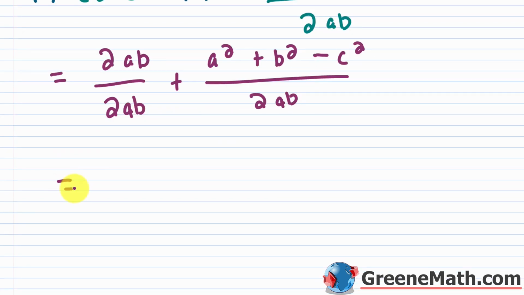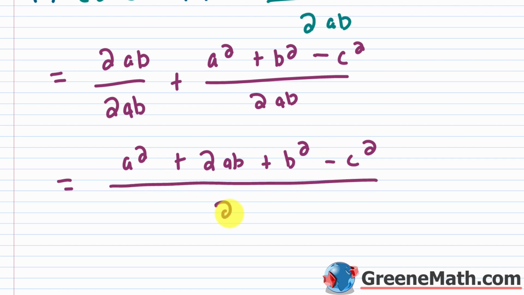Now we have a common denominator, so I can add the two numerators together. And I'm going to put this in a specific order, and that's just so I can factor. So what's going to happen is I'm going to take the a squared first, and then plus the 2ab, and then plus the b squared, and then minus c squared. And this is all over 2ab. So hopefully you recognize this pattern right here. We've seen this a million times in algebra.